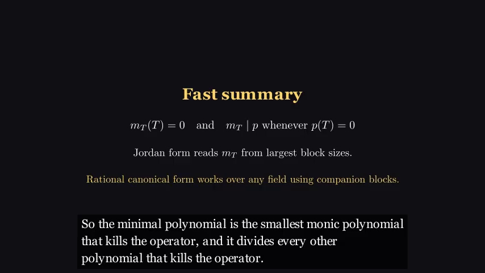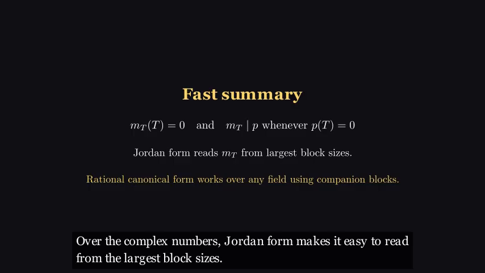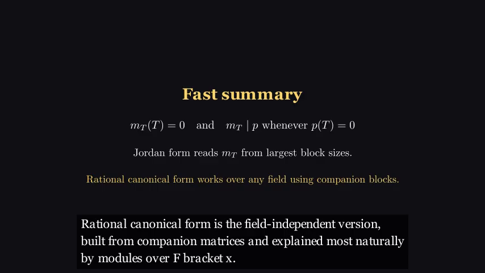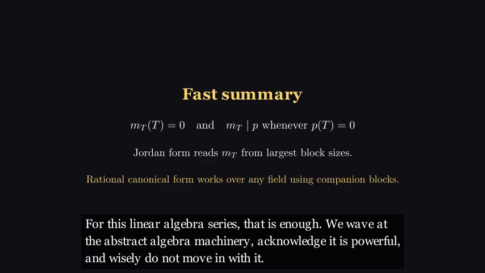So the minimal polynomial is the smallest monic polynomial that kills the operator. And it divides every other polynomial that kills the operator. Over the complex numbers, Jordan form makes it easy to read from the largest block sizes. Rational canonical form is the field-independent version, built from companion matrices and explained most naturally by modules over F[x]. For this linear algebra series, that is enough. We wave at the abstract algebra machinery, acknowledge it is powerful, and wisely do not move in with it.